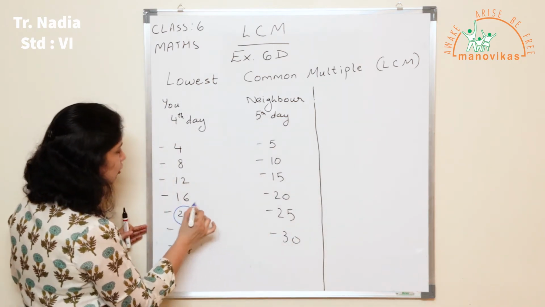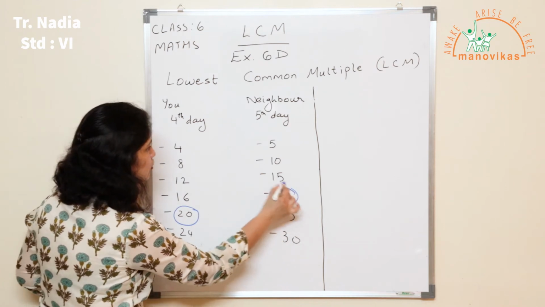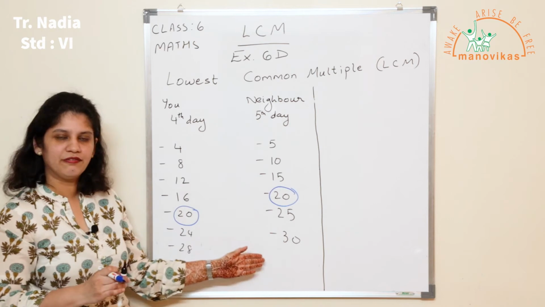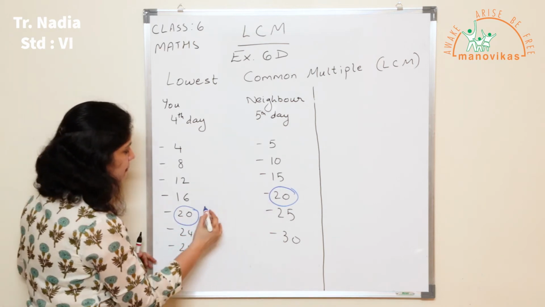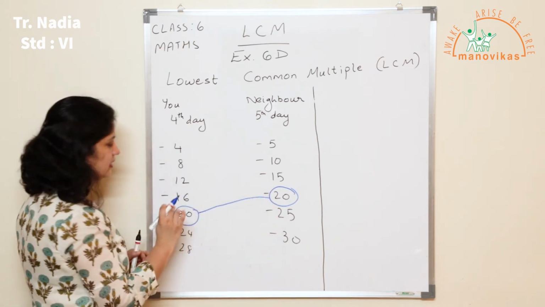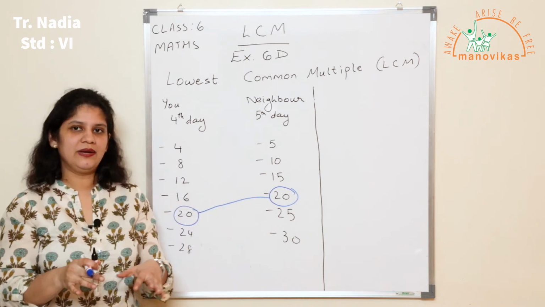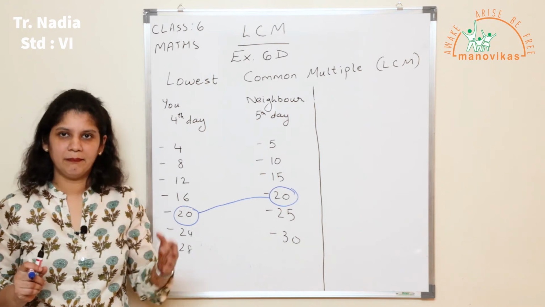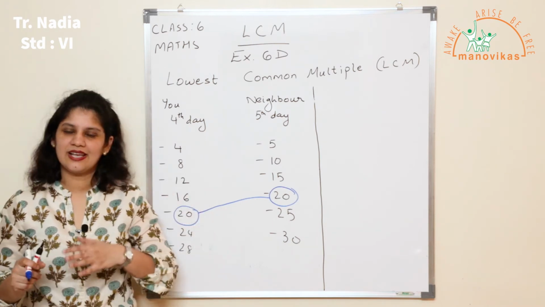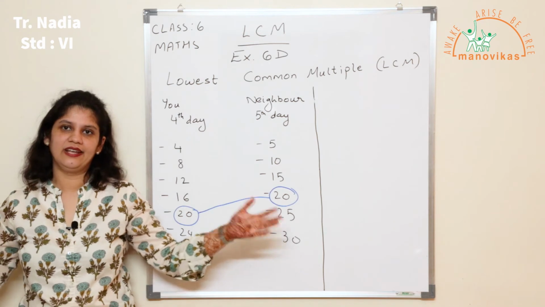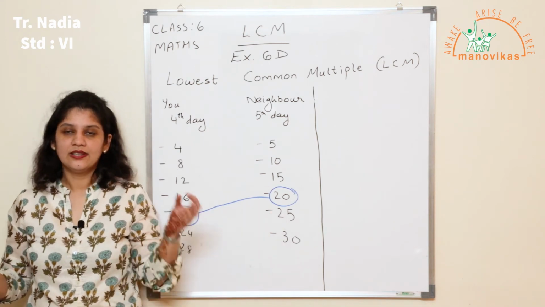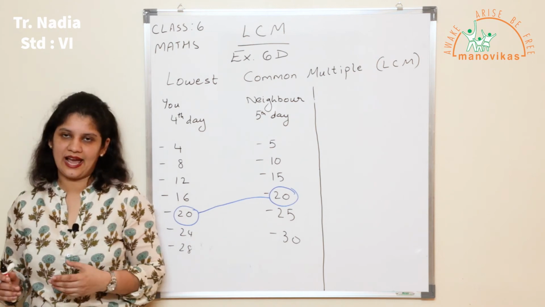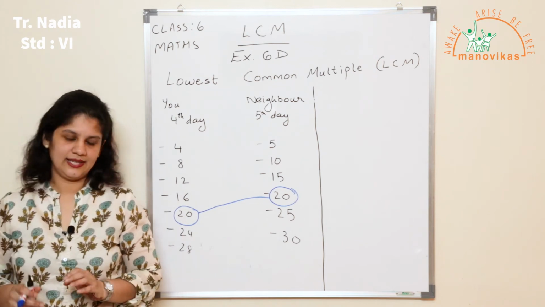Can you see this is the common multiple? It is the lowest common multiple. These are all multiples of 4. These are all multiples of 5. And the lowest multiple which is common to both is 20. So both of you will meet in the supermarket on the 20th of every month. So when two things are happening on two different days, on two different occasions, the possibility that these two things will happen together for the first time will be the LCM.